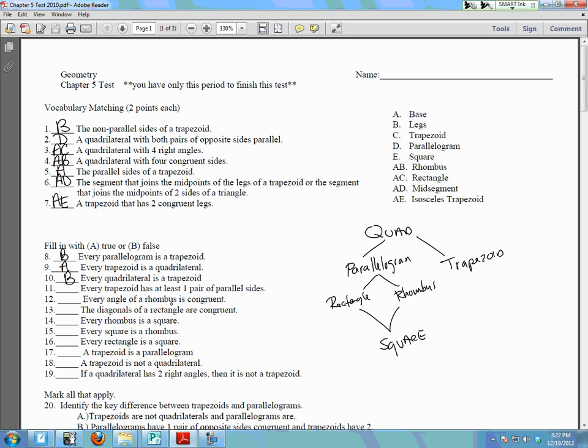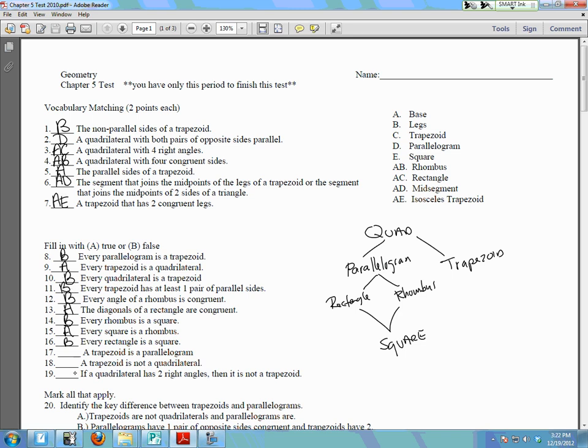Every trapezoid has at least 1 pair of parallel sides. That's false. The statement should say every trapezoid has exactly 1 pair of parallel sides. Every angle of a rhombus is congruent. That is false as well. The diagonals of a rectangle are congruent. That is true. Every rhombus is a square. That is false. Every square is a rhombus. That is true.